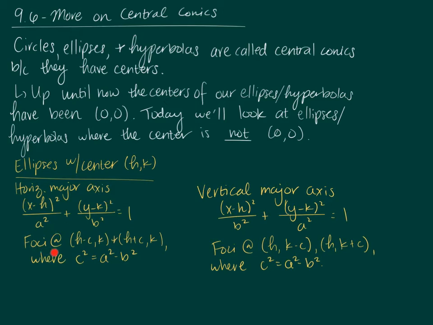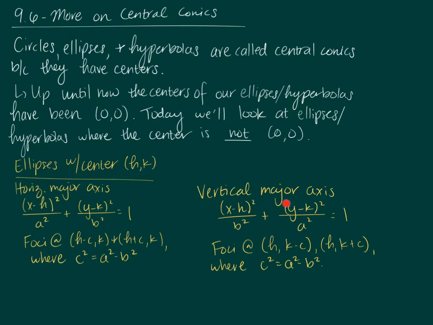For your foci, they are going to be at (h minus c, k) and (h plus c, k). And you're like, well, how do I find c? It's how we were finding it before, where c squared is equal to a squared minus b squared. If you remember from the previous lessons, our foci for ellipses centered around (0, 0) were (c, 0) and (negative c, 0). Now we're just changing it to h minus c and h plus c, because our center is no longer (0, 0), so the h will vary.